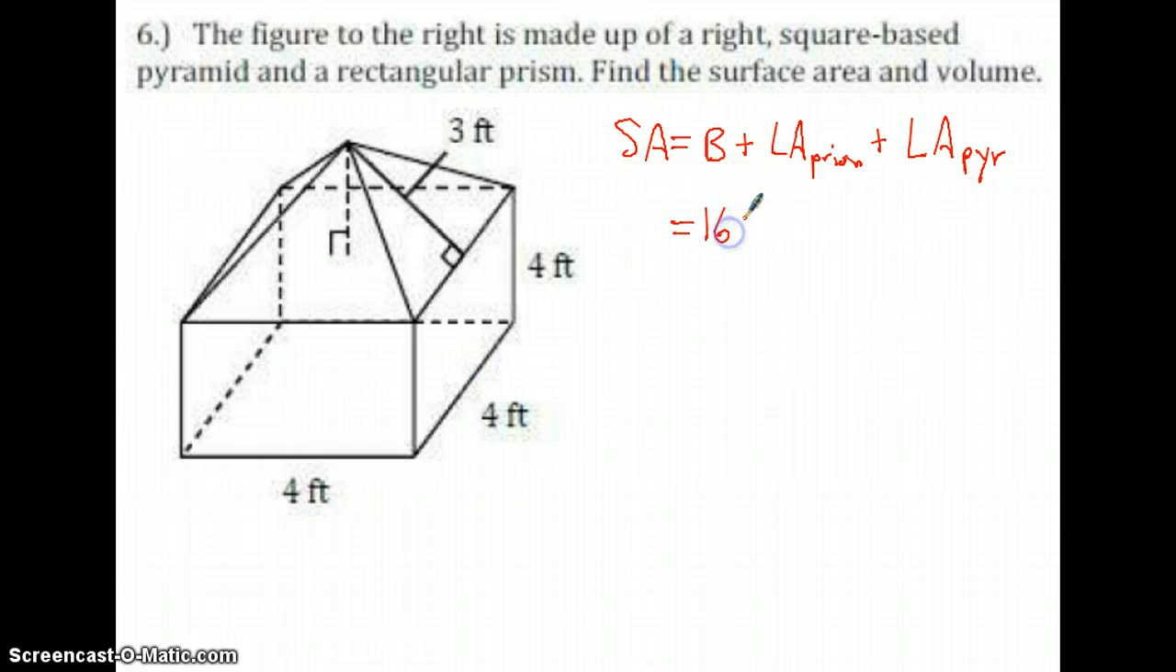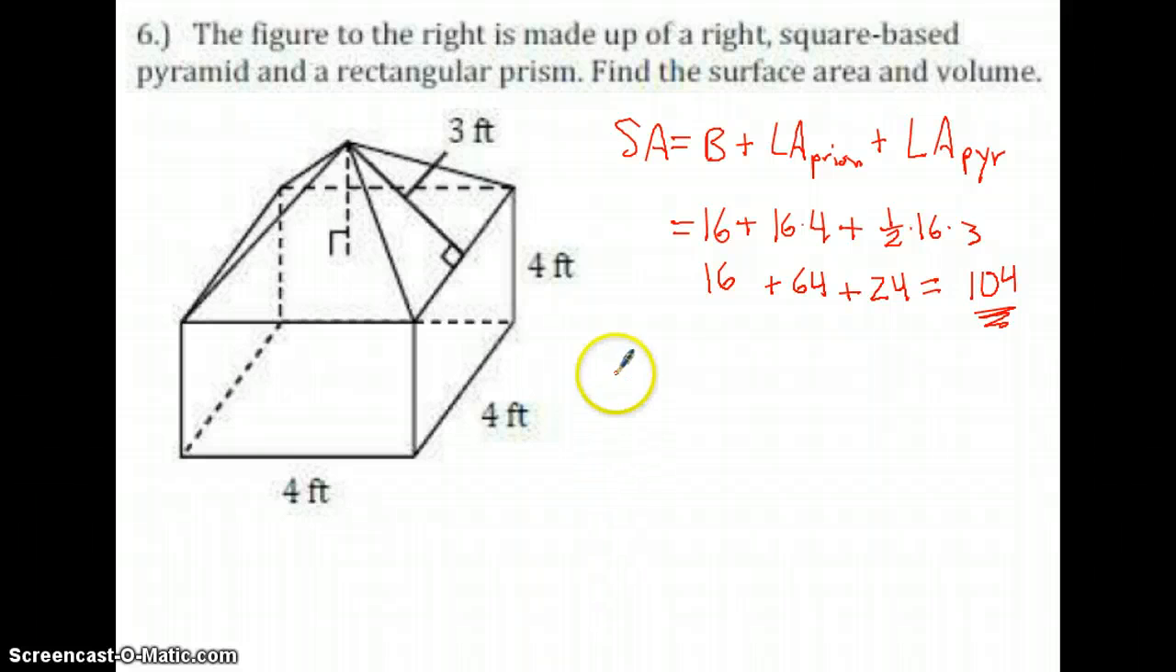Bottom is a 4 by 4. Lateral area of the prism is not bad. It's perimeter times height, which is 16 times 4. And lateral of the pyramid is a little bit tricky. Oh, they gave me slant height. Isn't that nice? Times perimeter. What is that? That's interesting. 16 times 3. Let me do that offline, because I just have a minute left. Added up all those calculations.